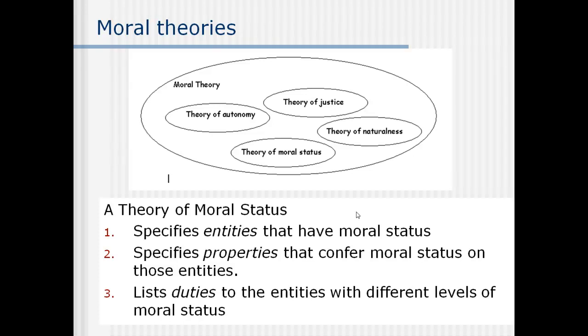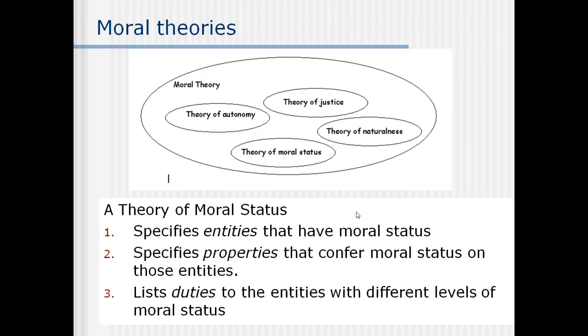If you want to develop a theory of moral status, you need to do three things. First, you need to specify which entities have moral status. And you may want to say that some entities have more moral status than others. So you would probably begin by saying that normal adult humans all have the moral status of persons. And you try and expand it from there. Do you want to expand it to include fetuses? Do you want to expand it to include animals? That sort of thing.